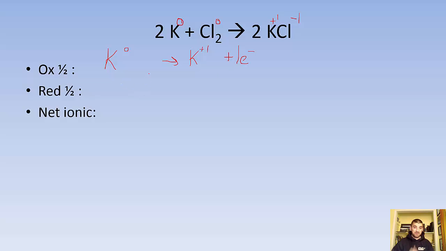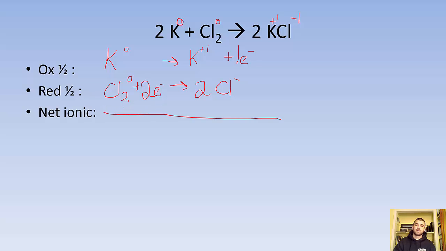Now, the chlorine is one of those pesky guys that starts off as a diatomic, so it's Cl2, 0. You've got to start as Cl2, 0, and it has to become 2 chloride ions. Well, how did it do that? Each chlorine went from 0 to minus 1, and there's 2 of them, so they have to gain a total of 2 electrons.